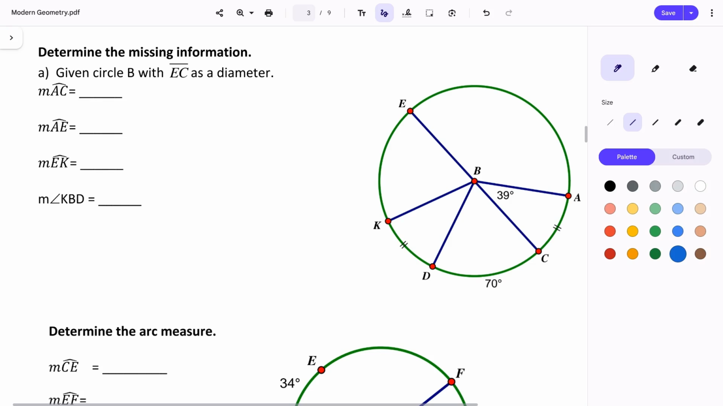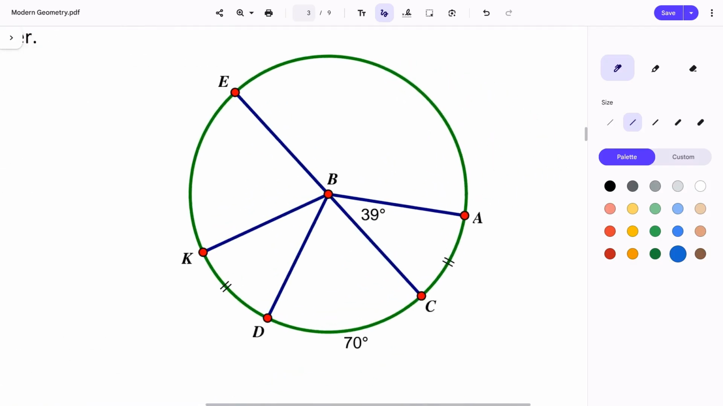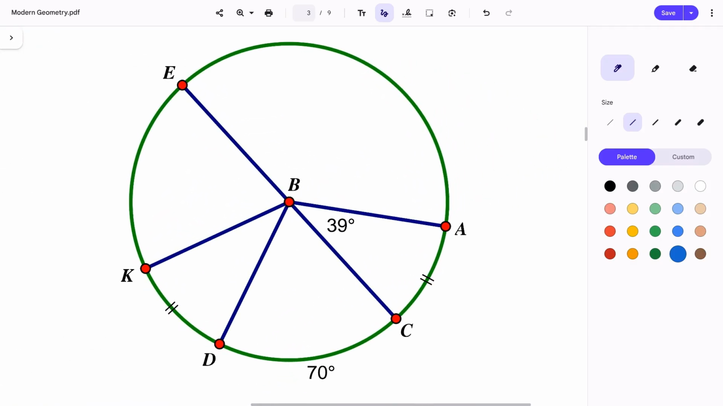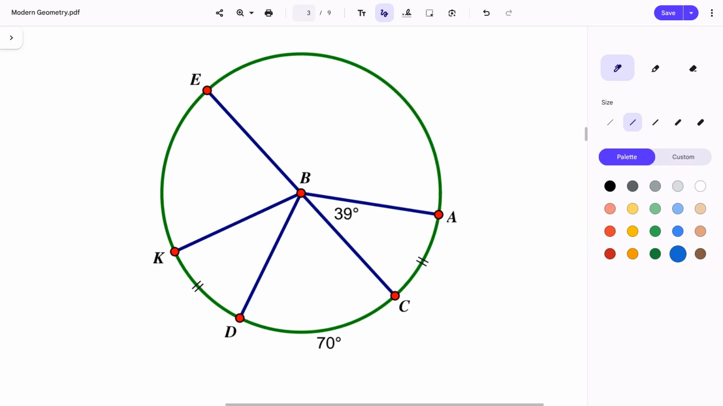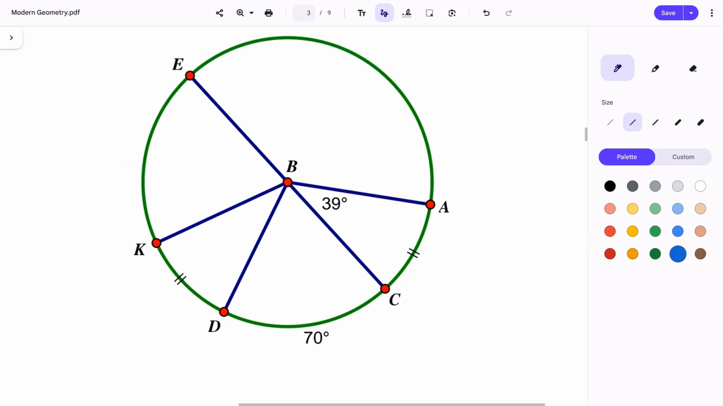What I like to do is ignore everything on the left for right now, zoom in on my picture, and fill in any angles or arc measurements that I can. Now they're giving us some information, so let's use what we just talked about. Central angles and their arc measurements are the same. So this central angle here is 39 degrees, which means that the arc it intercepts, AC, should also be 39 degrees. So I'm going to go ahead and label this as 39.